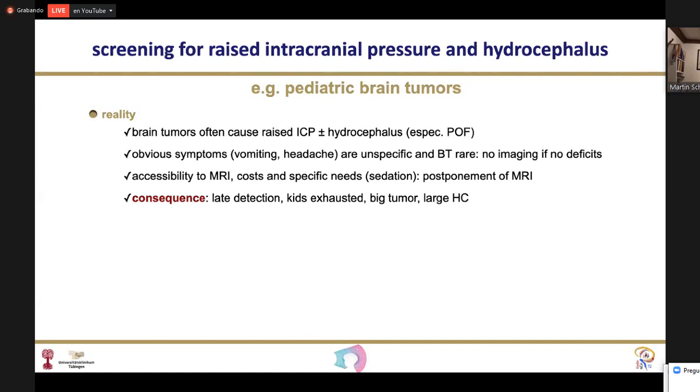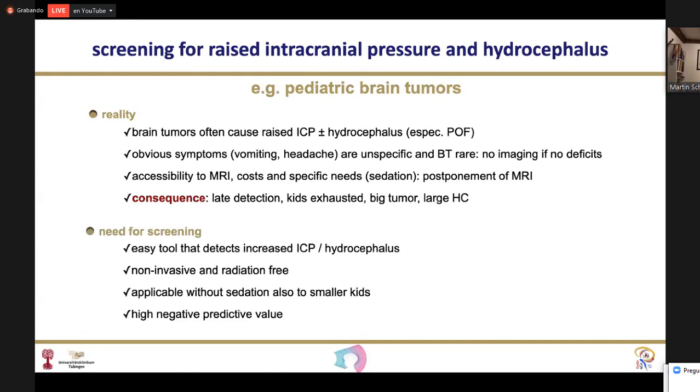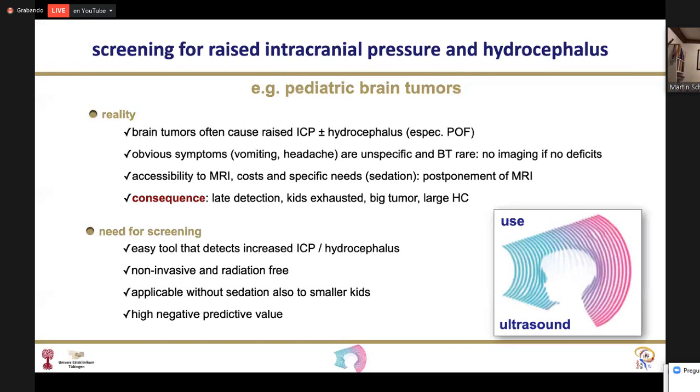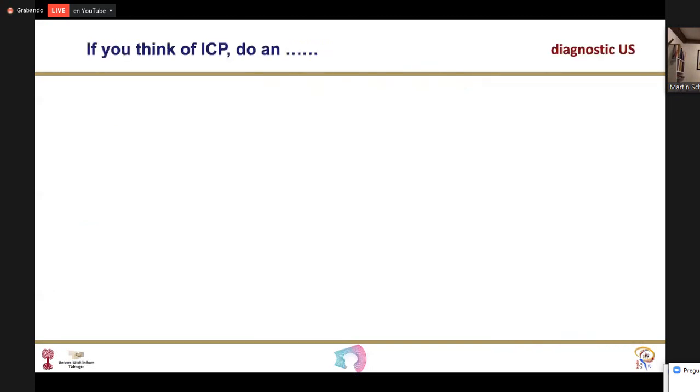So what we would need is something where we can very easily screen and detect raised ICP and hydrocephalus. It should be non-invasive and radiation-free for children. It should be applicable without sedation, also to smaller kids. And it should have a very high negative predictive value. So if you exclude raised ICP and hydrocephalus, you need to be sure that this is true. Ultrasound can do all this, and I want to show you how you can use it for diagnostic purposes.